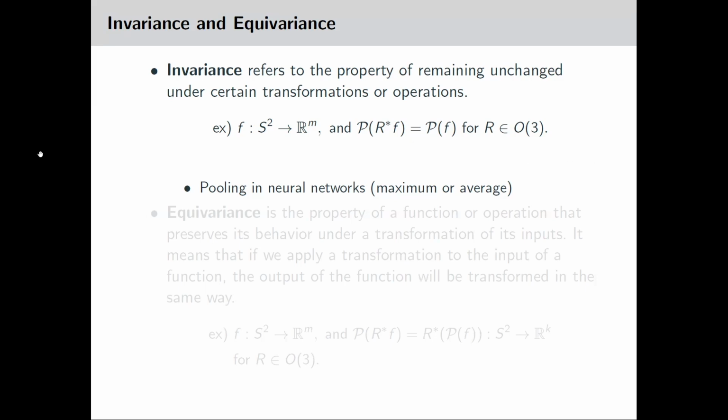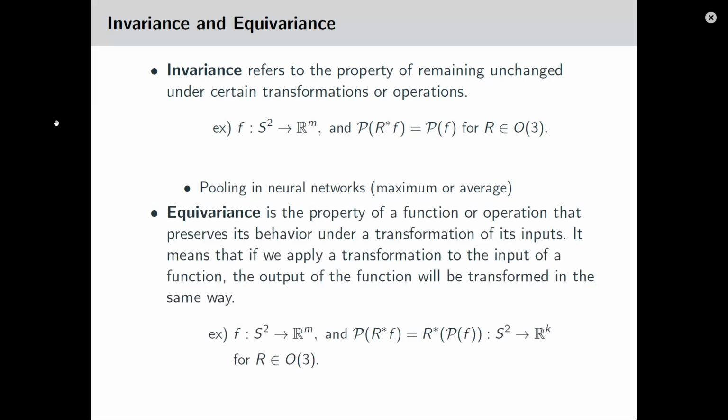As the simplest O3 invariant operator, we can think of an operator that takes the maximum or the average, because these values do not change even if the function f is rotated or flipped. And these maximum and average functionals can be implemented in neural networks, and those are called pooling layers. So they are called maximum pooling layer and average pooling layer.